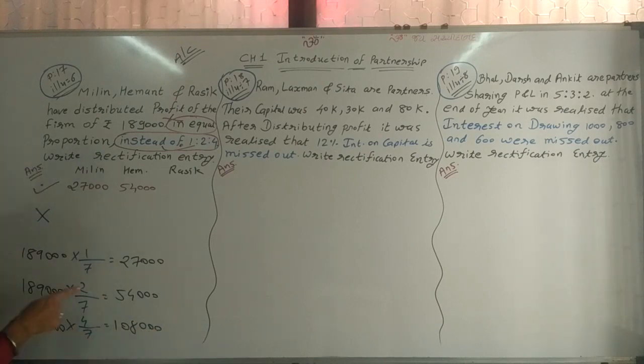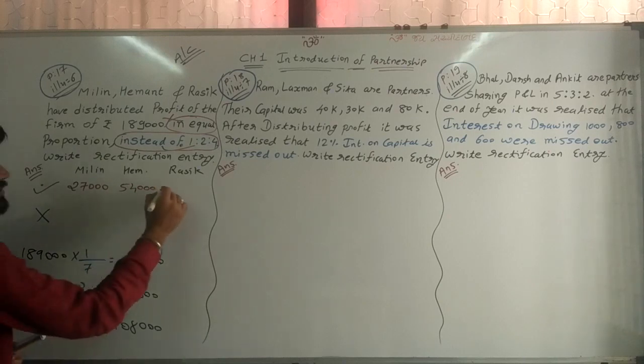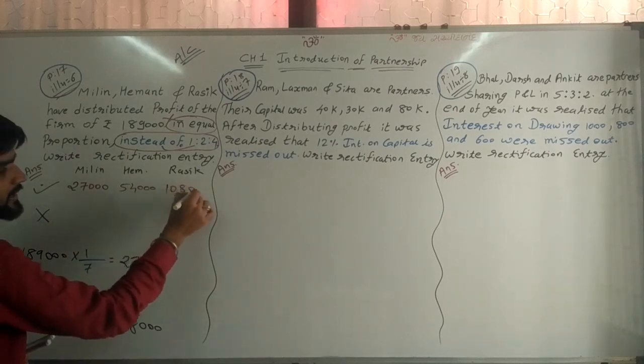And if you think double of 2 means 4, so double of 54 is 108. In this way also you can find the answer. So the correct calculation here is 108,000 for Rasik.